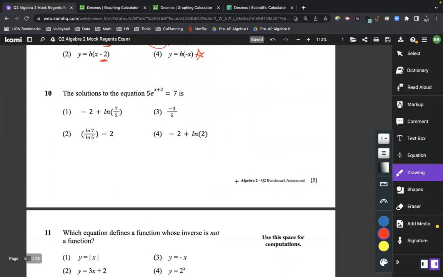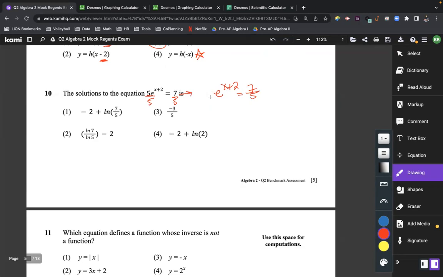The solution to the equation 5e to the x plus 2 equals 7. Now, remember when you have e, that means natural log. And you can't do anything without getting rid of that 5 first. Okay? So kind of just moving this way, I'm going to get e to the x plus 2 equals 7 over 5, right?